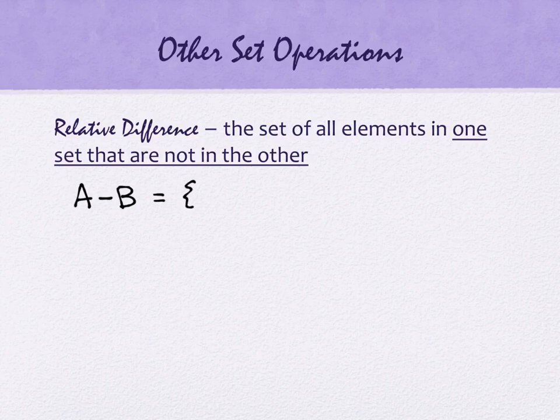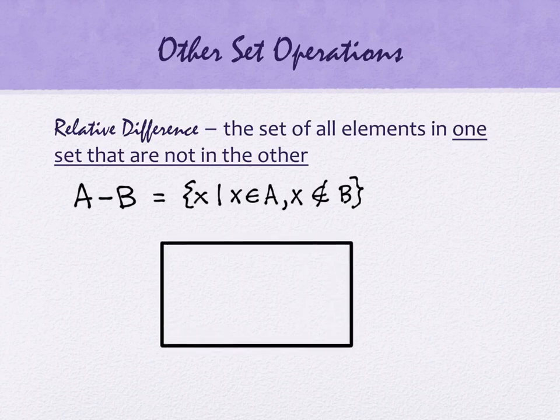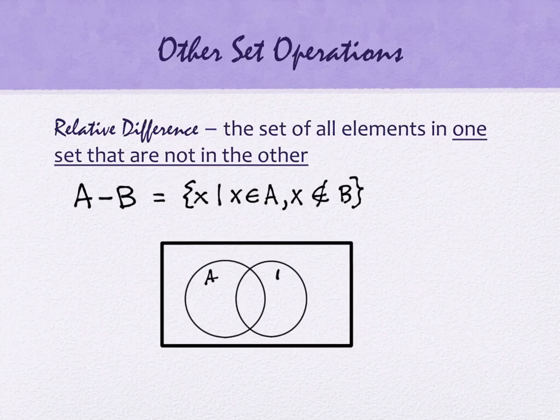So this is the set of all x, such that x is an element of A, but it's not an element of B. So picture-wise, if it's in circle A and it's not in circle B, we have this sort of moon-looking shape out here.